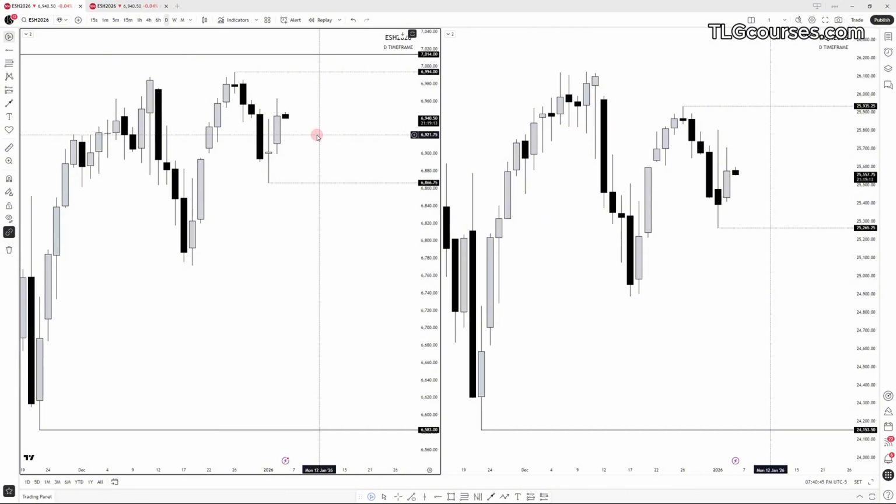Friday's purpose is to return into the weekly range, yes, but under specific criteria, which we will talk about.